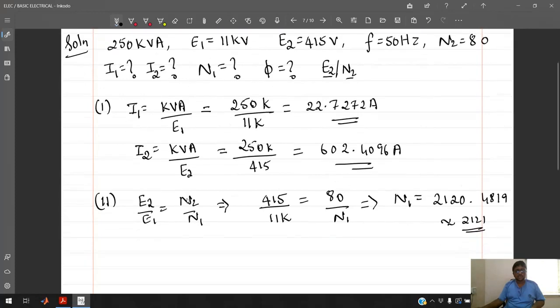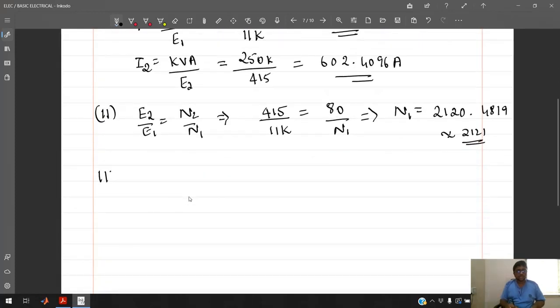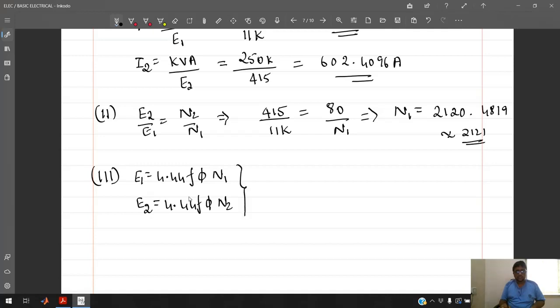Then the third one is maximum flux in the core. So you need to calculate phi. You have the general formula: E1 is equal to 4.44 f phi N1 at the primary side. Similarly, E2 is 4.44 f phi N2 across the secondary side. Any of the two formulas you can apply to get the value of the flux phi.